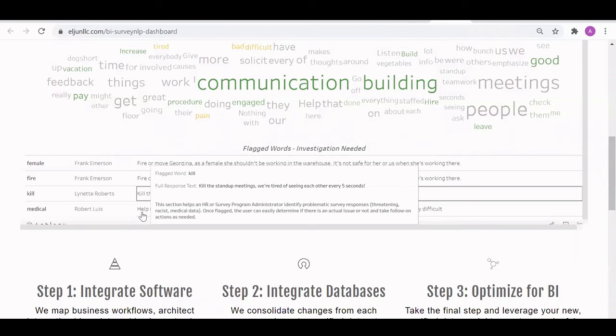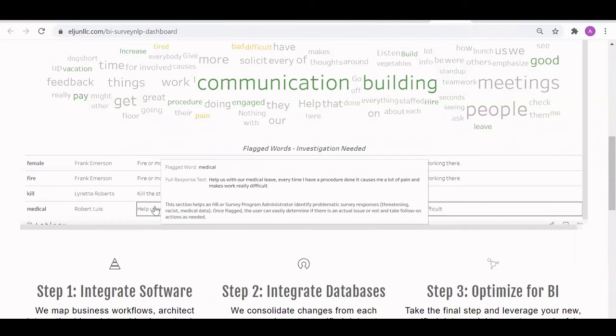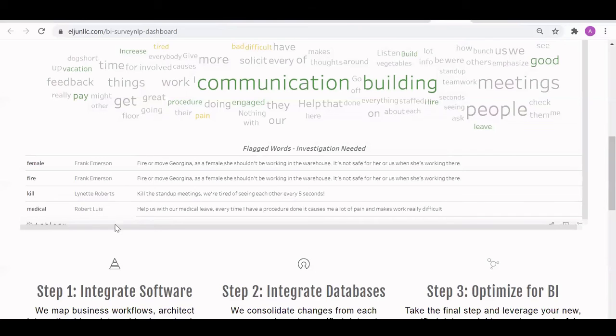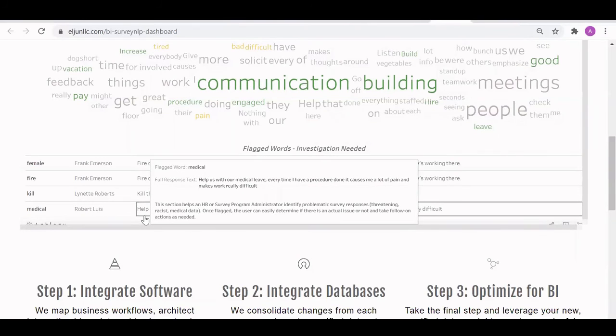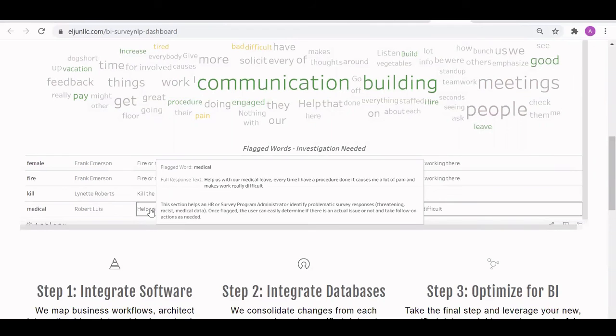And then finally, something like the word medical for Robert, he's talking about having some assistance with medical leave. And even though he's not being specific about a procedure that's being done, he does talk about it causing a lot of pain and making his work really difficult. And so this might be a place where, as an HR practitioner, we would say, is this someone who maybe would benefit from some type of accommodation? Should we go have a conversation with Robert and just see, do you have all the support that you need? Or are we doing everything that we can to help you out?